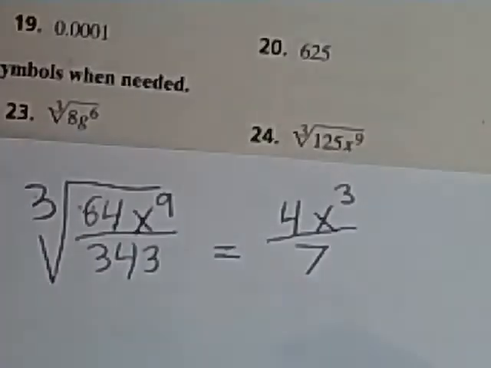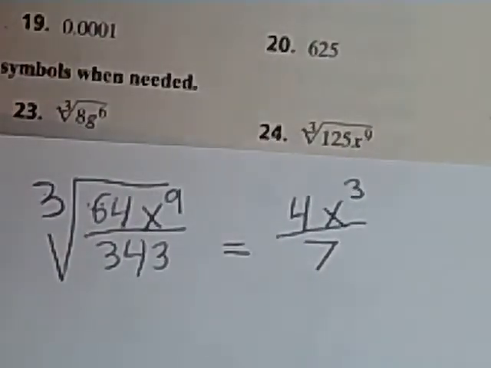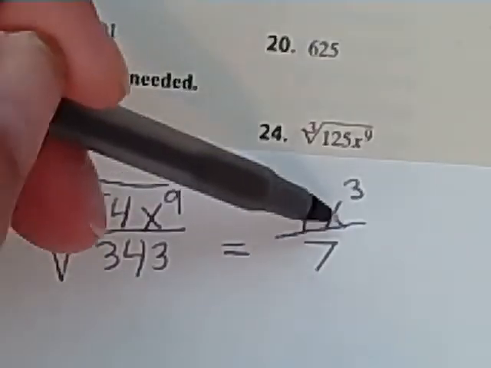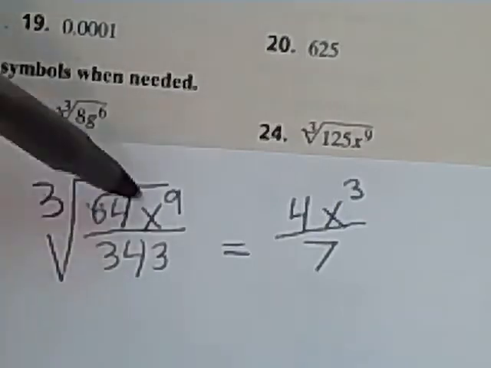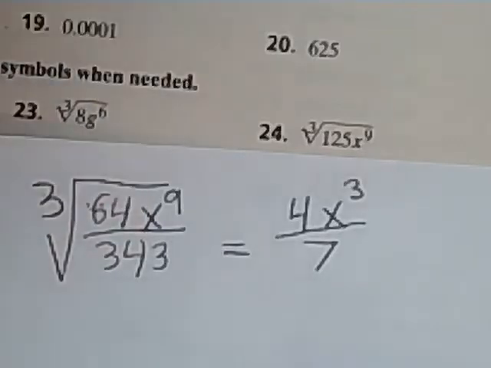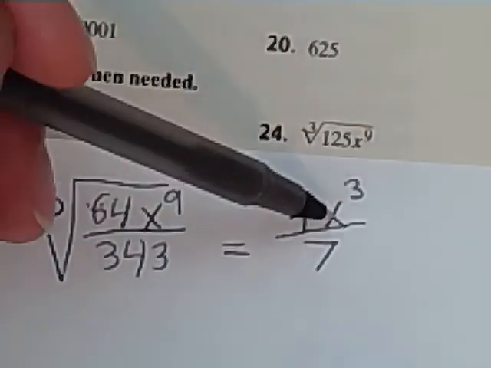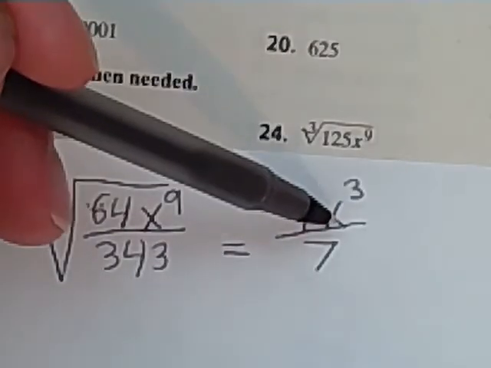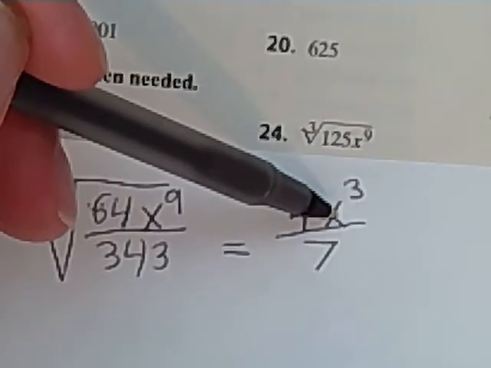And now I have to pause and ask myself, do I need absolute value signs anywhere? Is there any situation where this number might be negative and the original number might not be negative? I guess that's how I would phrase it. For the 4 and the 7, no worries. For the x cubed, why, yes. If x is negative, then x cubed is going to be negative.